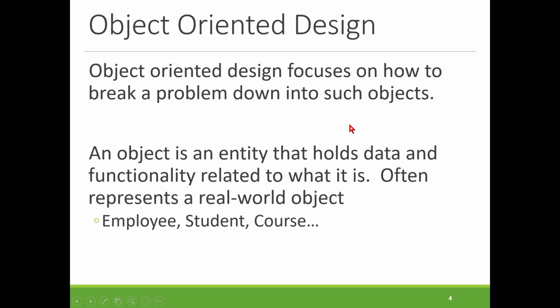So let's talk about object-oriented for a little bit. Object-oriented design focuses on how to break a problem down into objects. So what's an object? An object is an entity that holds data and functionality related to what it is. And this often represents a real-world object. So we might have employee objects, student objects, course objects. It can also be more abstract than that, but for our examples, we'll stick to the clear idea of representing a real-world object.